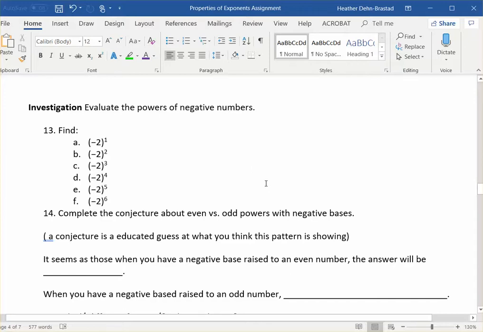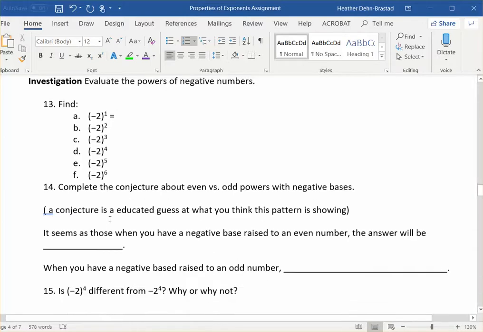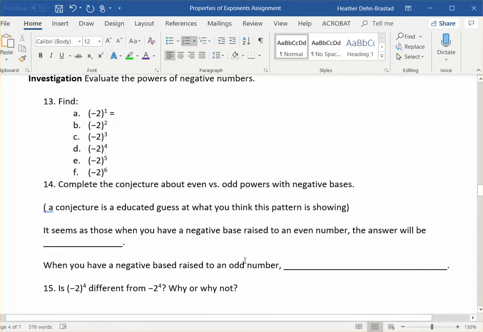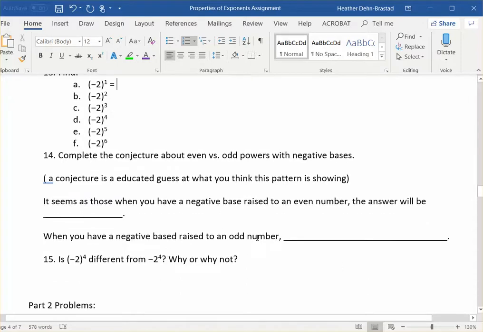All right, in the next section, you're going to look at what happens if you have negative numbers and you're taking those negative numbers to a power. So I'm going to let you do this part. You're going to find each of these values and then look at these questions down below and see if you can figure out a conjecture, an educated guess, that would answer this question.